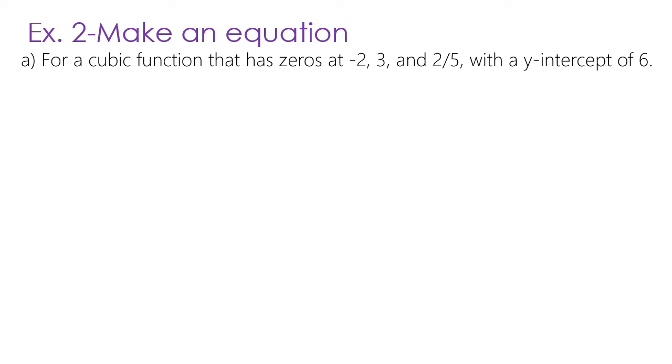A, for a cubic, now that's important information, so I'm going to underline that. For a cubic function that has zeros at -2, 3, and 2/5 with a y-intercept of 6. So let's start out here, f of x equals, good start. A, now you're almost always going to have to find A for these. We have a 0 at -2, so when I put that into factored form, x plus 2. I have another 0 at 3, so x minus 3.